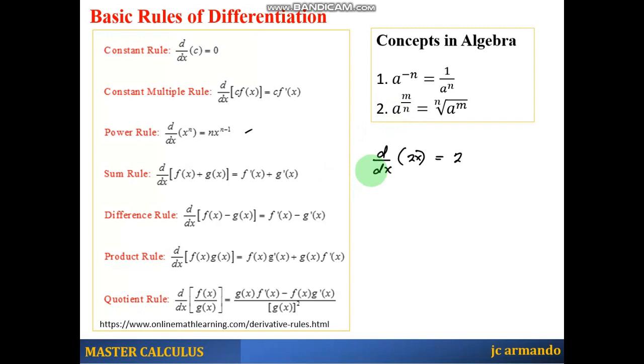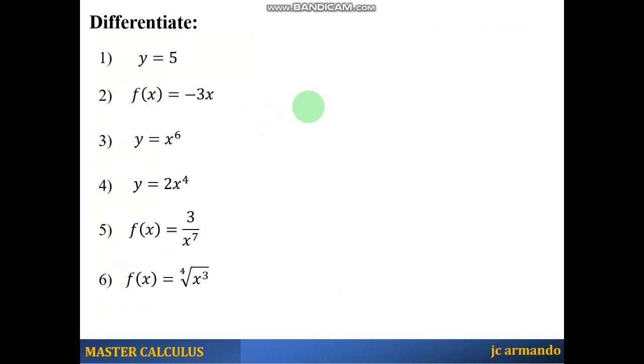So, we proceed with the examples. Example 1, find the derivative of y equals 5. So, therefore, y prime equals 0 because that's a constant. f of x equals negative 3x. So, therefore, f prime of x is just equal to negative 3.